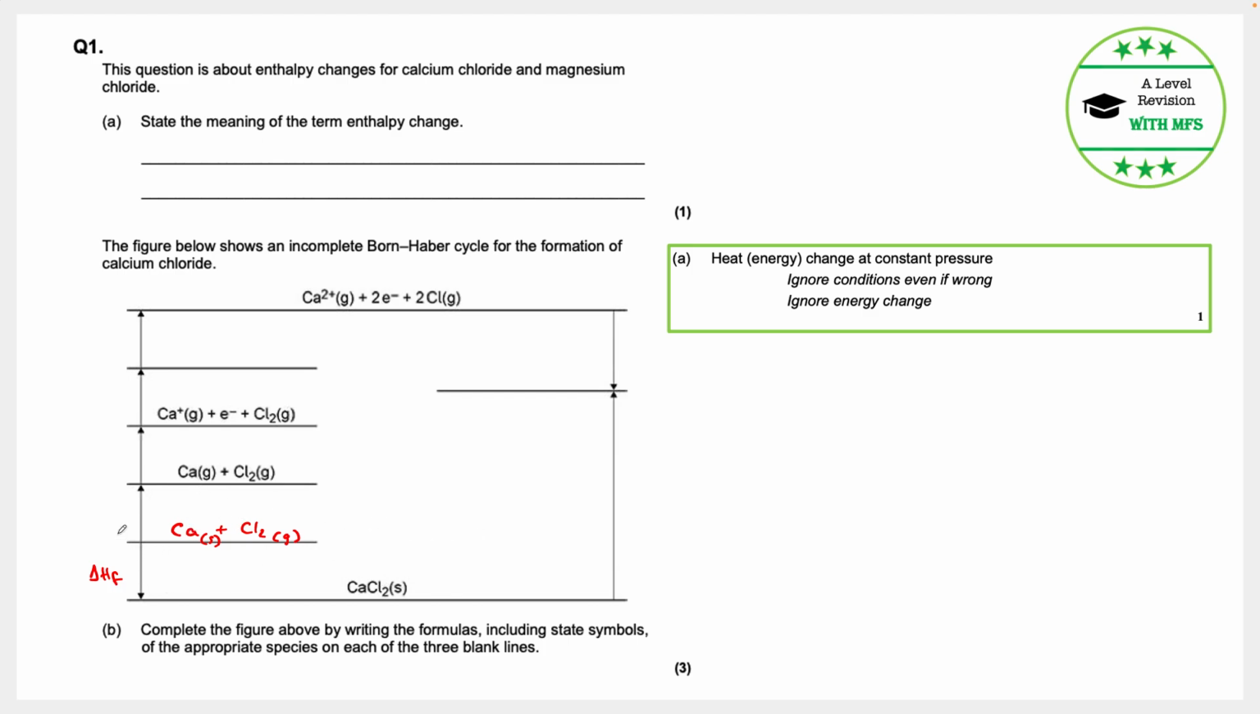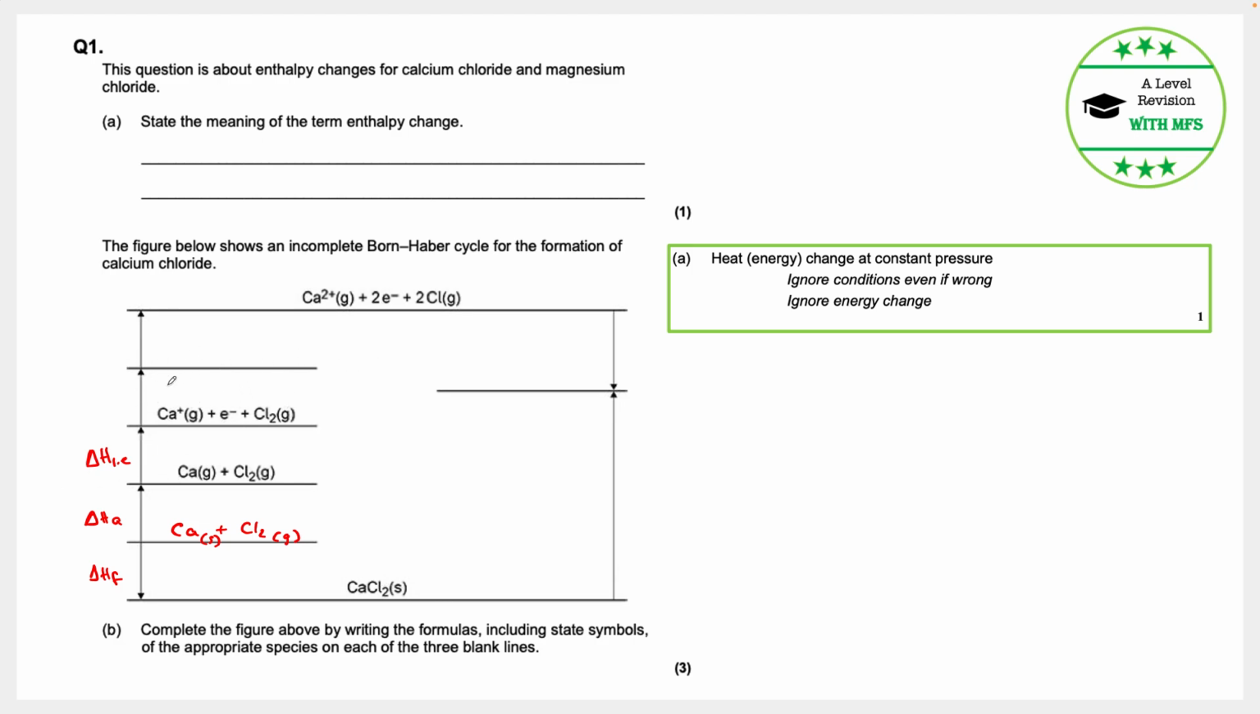Now, if we look at the next stage, what's happening is it shows you that calcium is changing from a solid to a gas. That tells you that calcium is being atomized. So that's what we call the enthalpy change of atomization. And then from then, we see that calcium has now lost one of its electrons. That's the first ionization energy of calcium. So if you cast your minds back to AS level, you would have gone over ionization energies, and that's basically what's happening here. So it's the first ionization energy of calcium. Okay.